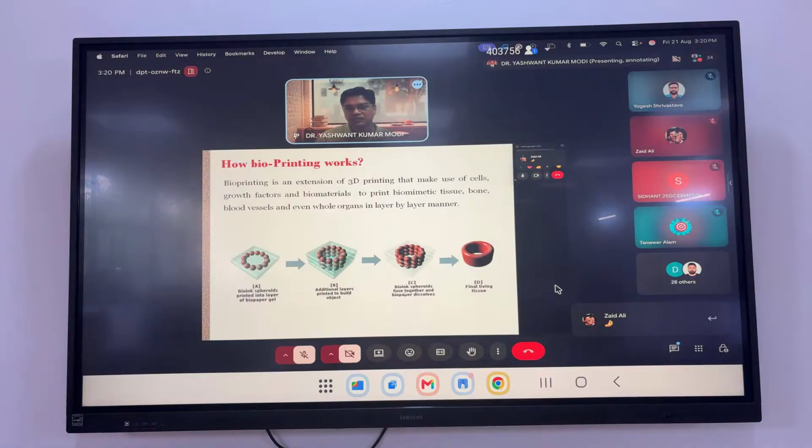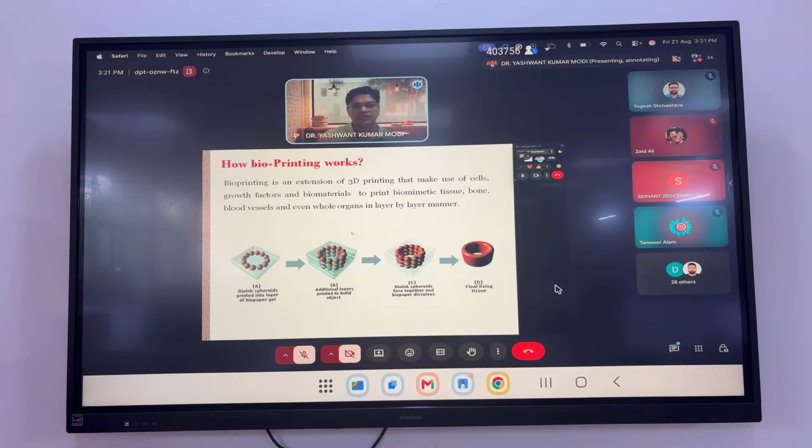In this way, sometimes the cells in the bio-ink grow and they start taking the shape of an individual organ. And then we obtain a final living tissue.